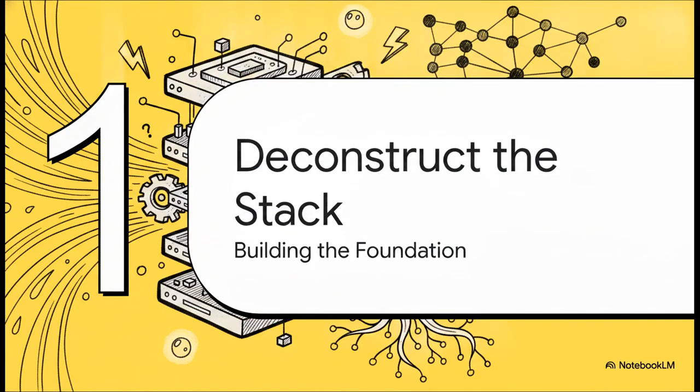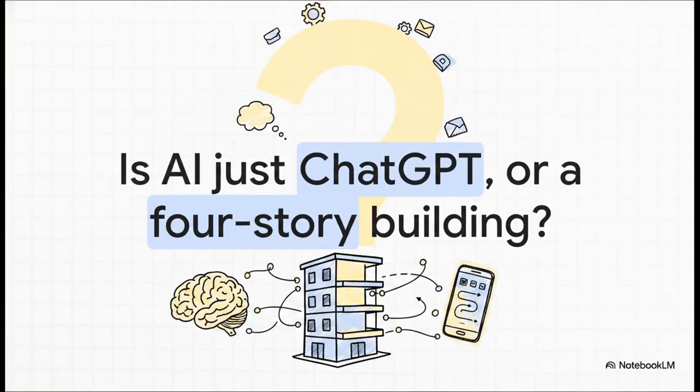All right, Section 1, deconstructing the AI stack and building the foundation. Most people just think of AI as a single application, but today, we're going to fundamentally change how you look at this entire ecosystem. We really need to ask ourselves, is AI just ChatGPT, or is it actually a four-story building? When you fire up a tool like ChatGPT or use a smart route planner, it's super easy to assume that one single app is doing all the heavy lifting.